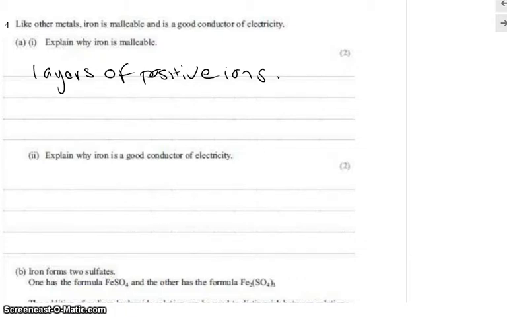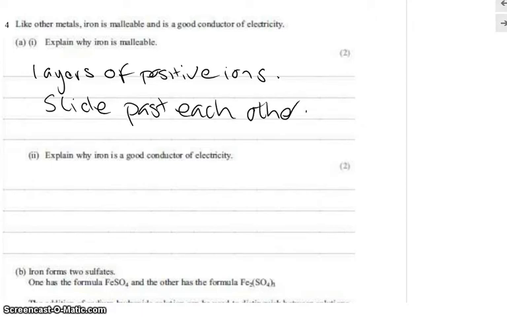Okay. So you say there are layers of positive ions, and that's the first point. You can use the word sheets, planes, rows, anything just to say that there are positive ions arranged like that. The second point is to say they can slide past each other. So the layers of positive ions, one mark, slide past each other.